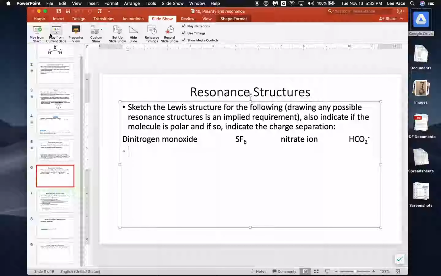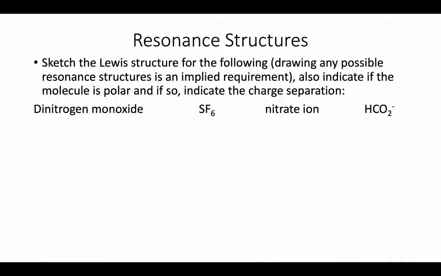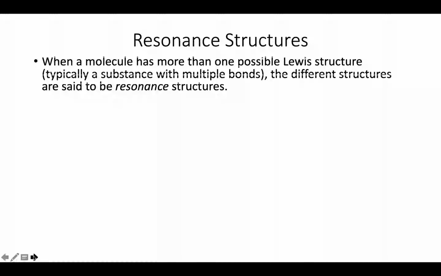Okay, we're going to work on resonance structures. A resonance structure is a single molecule that has more than one possible Lewis structure, where these different Lewis structures are both correct. And these resonance structures, these acceptable Lewis structures, typically are associated with when there are multiple bonds in the compound.